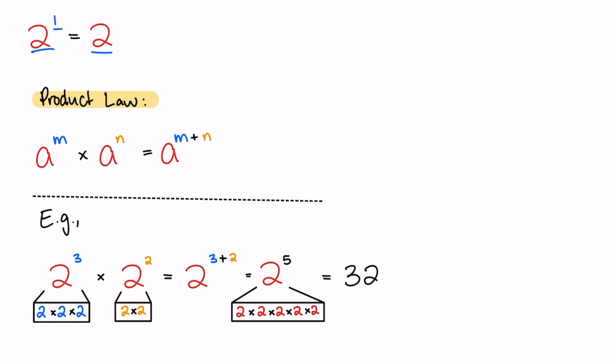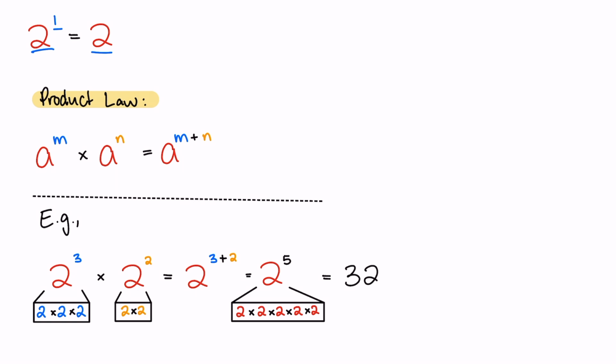The next exponent law I'd like to tell you guys about is the product exponent law. This law states that when you multiply two numbers that have the same base, you can add their exponents. In this example, we have 2 to the power of 3 times 2 to the power of 2. Both of these numbers that we're multiplying have the same base of 2, so that means we're able to add the exponents, giving us 2 to the power of 5. And when solved, we get 32 as our answer.